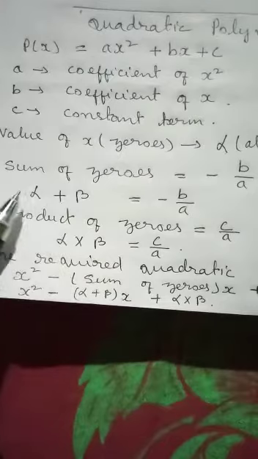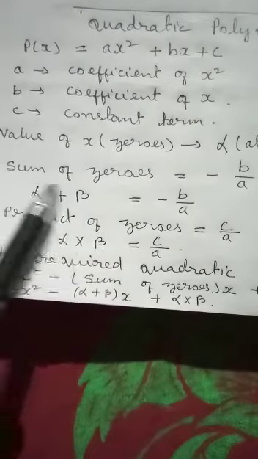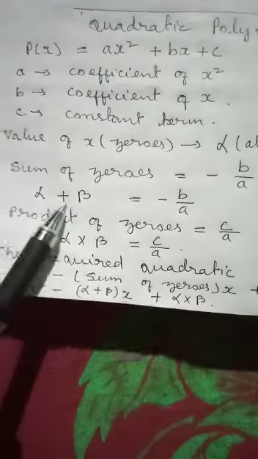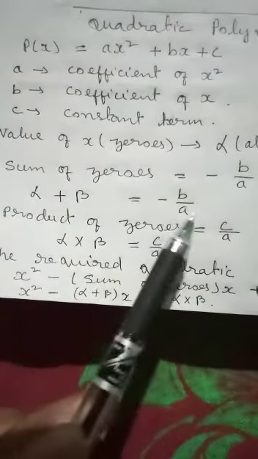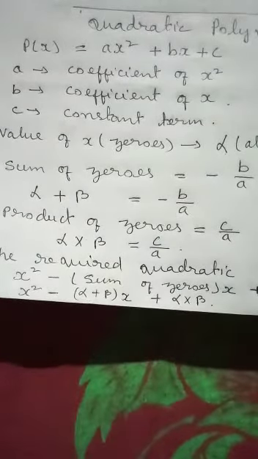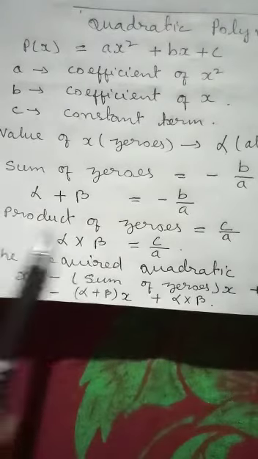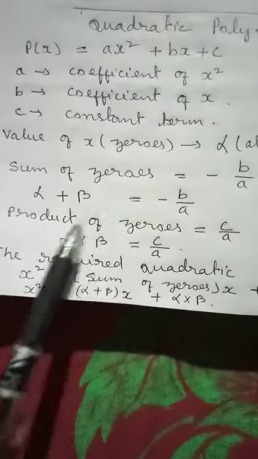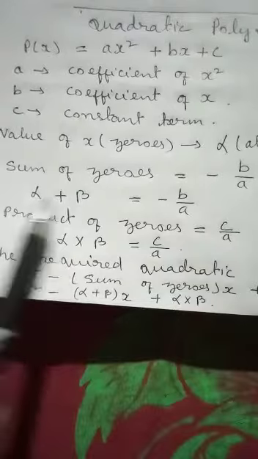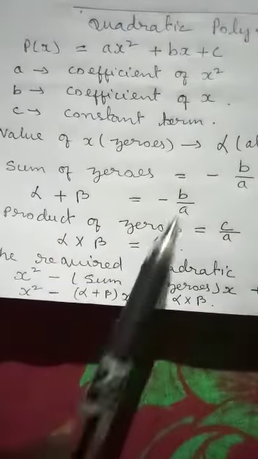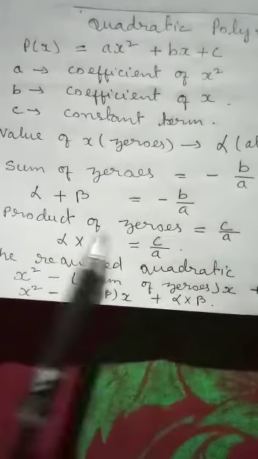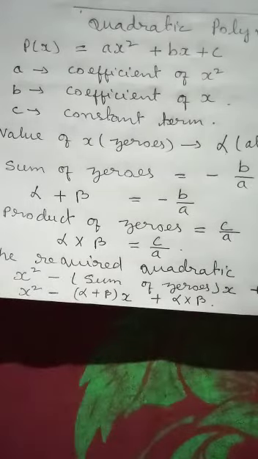That means we have to find whether the sum of the values we get is equal to minus b by a or not. If they are equal, it is verified. If they are not, then not verified. We have to verify both the sum and the product. The values which we get, replace them here, and then the coefficients here. Then we will see whether they are equal or not. So let us continue with question number 2.